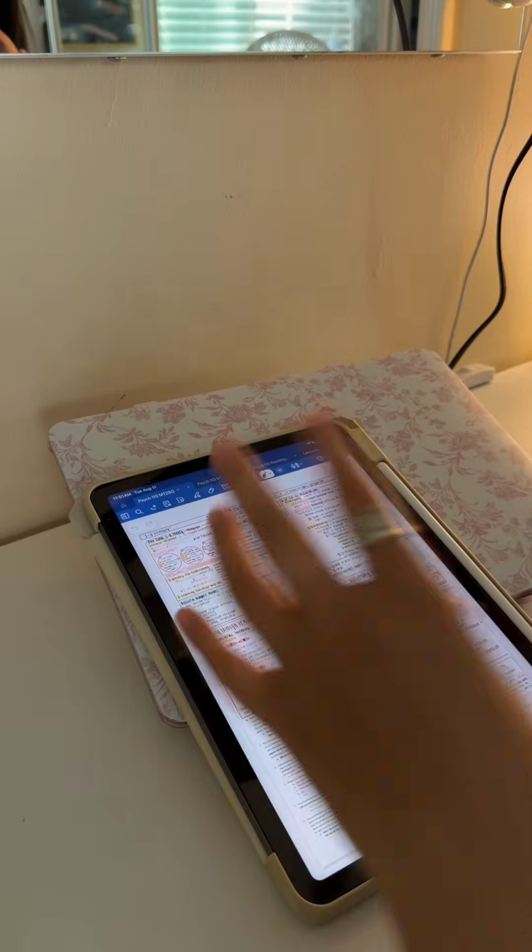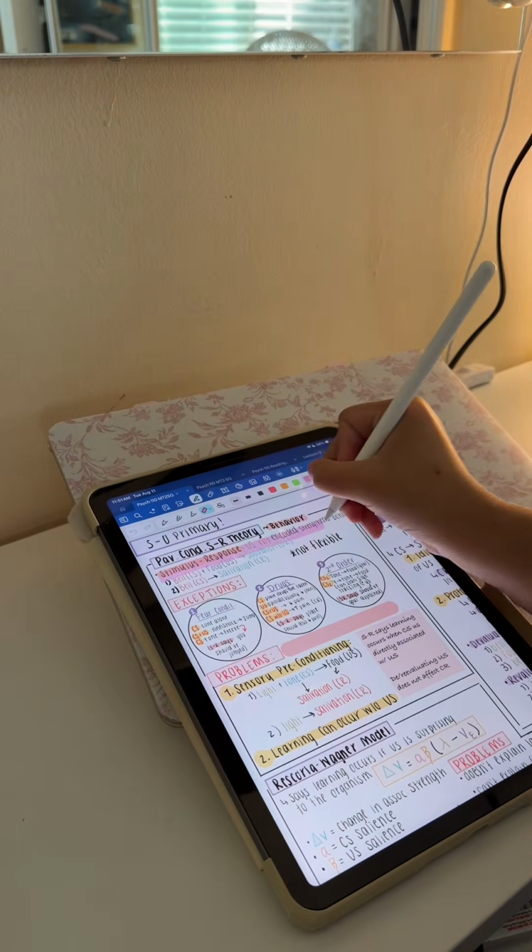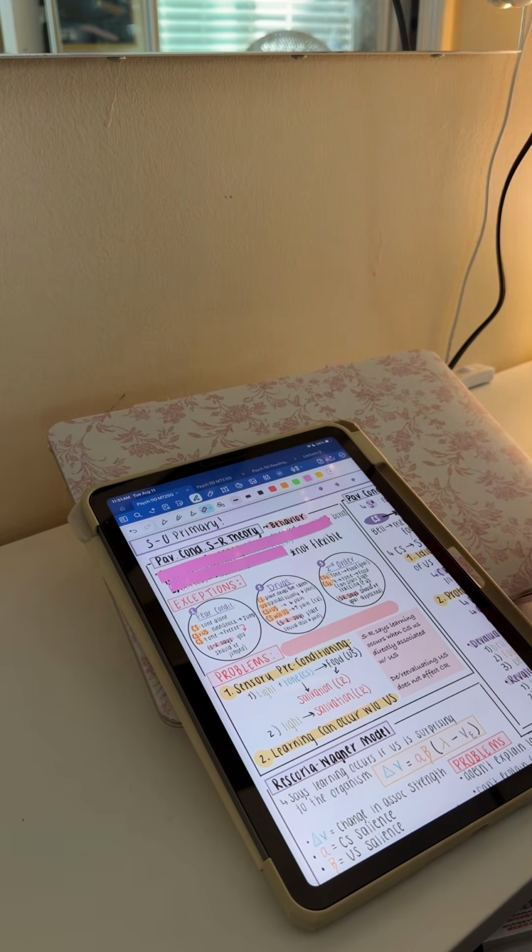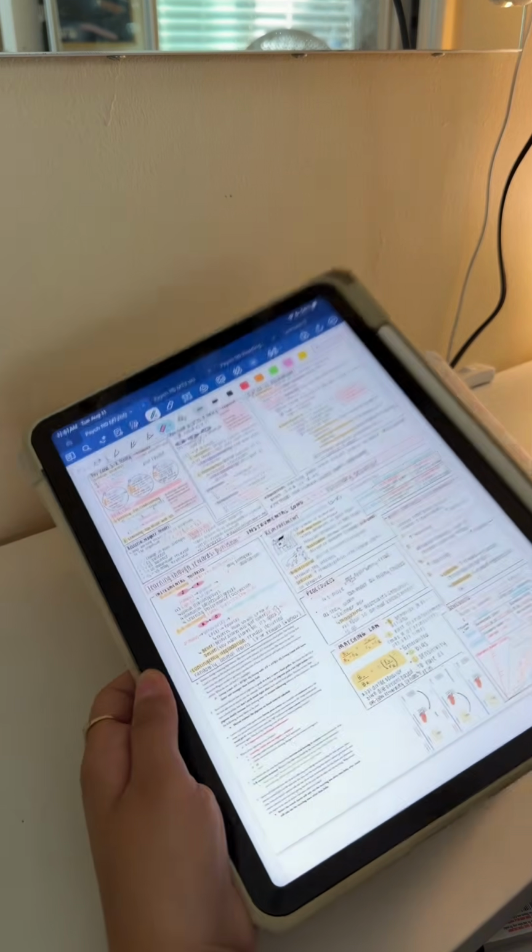Whenever I do want to go and study this, usually I'll use the little sticky note feature that GoodNotes has. But yeah, that is how I make all of my cheat sheets.